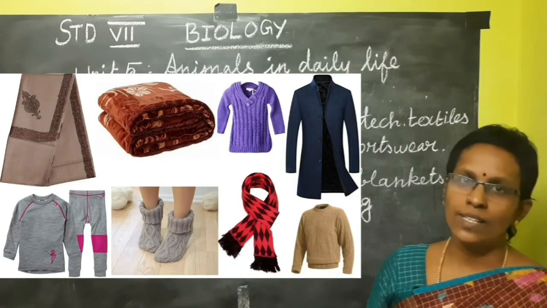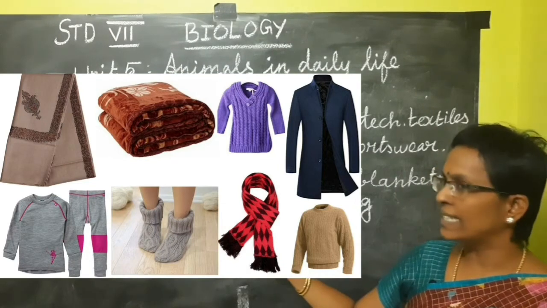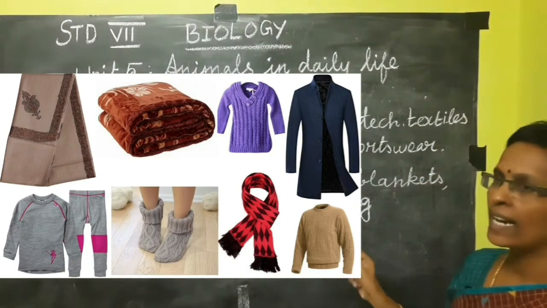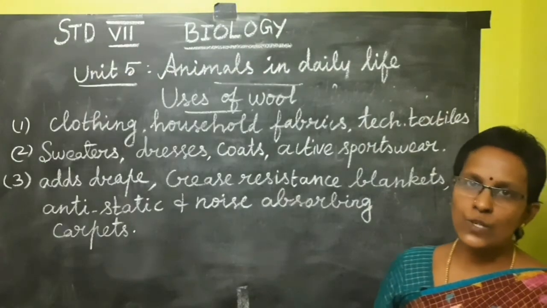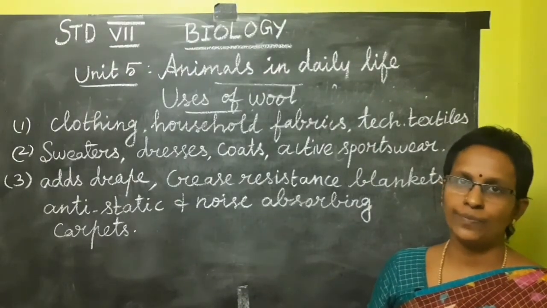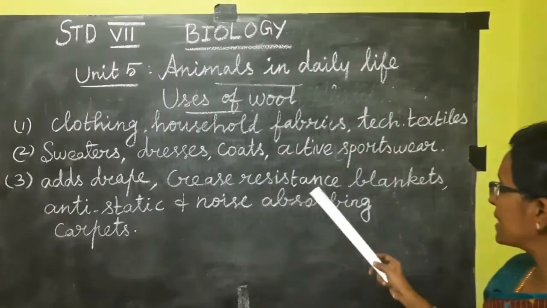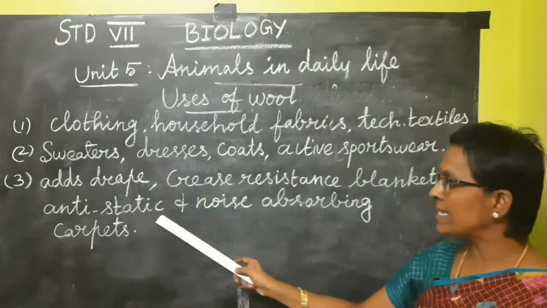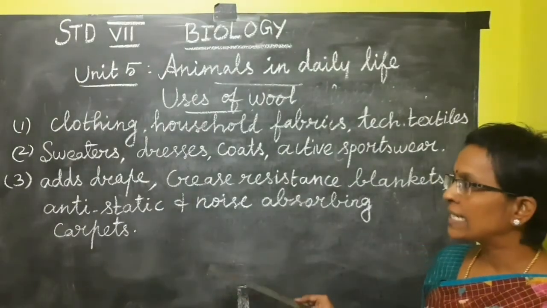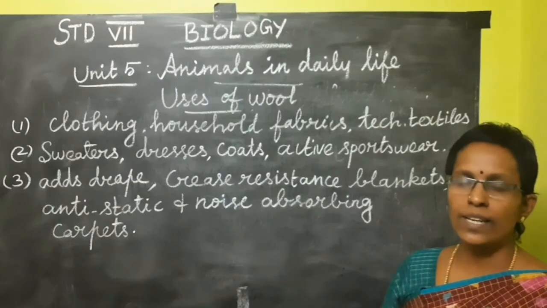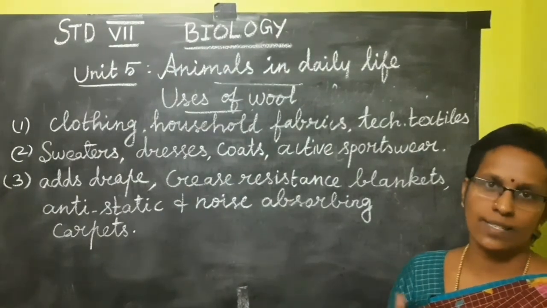2/3 of the wool is used in the manufacture of sweaters, dresses, coats and active sportswear. Blended with natural or synthetic fiber, it is used as drapes, crease resistant blankets, anti-static and noise absorbing carpets. That means these carpets reduce the effect of static electricity and reduce the noise.